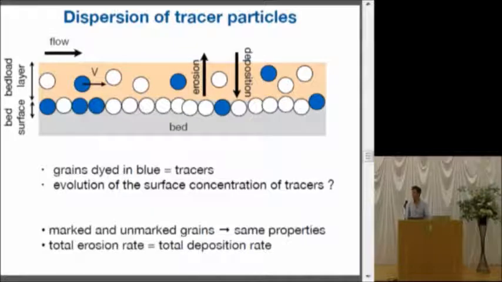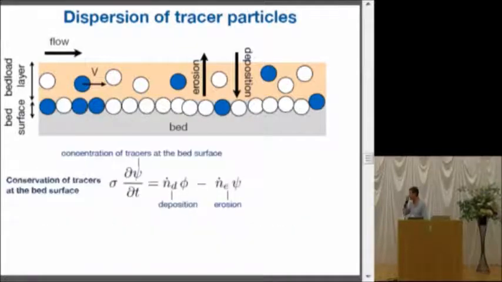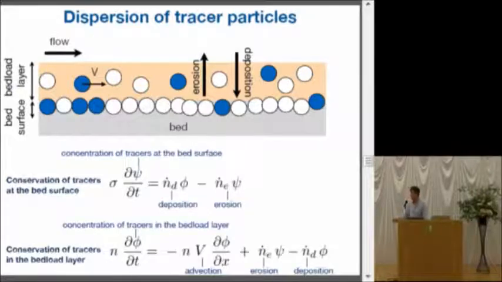And so within those assumptions, we can write two conservation equations. The first equation here expresses the conservation of the tracers at the bed surface. And well, this equation simply tells us that the evolution of the concentration of tracers in the bed is controlled by the balance between the deposition of tracers and the erosion of tracers. So nothing very fancy. The second equation describes the conservation of tracers in the bedload layer this time. And again, it tells us that the evolution of the concentration of tracers in the bedload layer is controlled by the balance between the erosion rate and the deposition rate of the tracers.